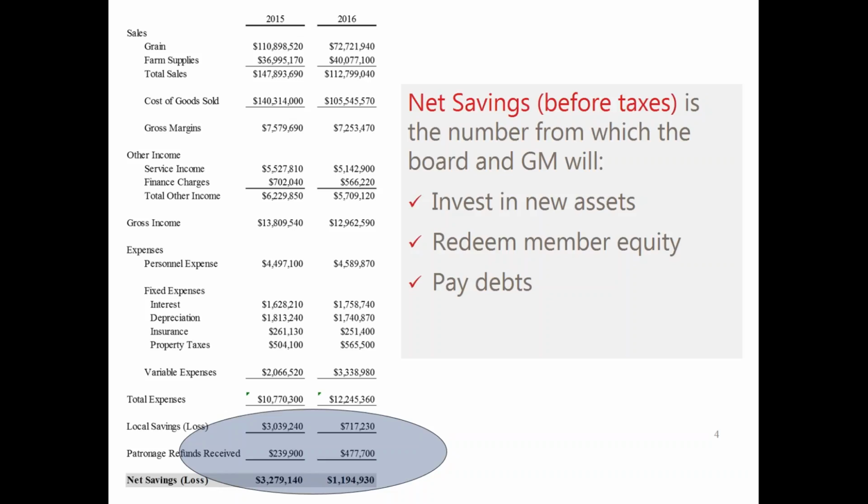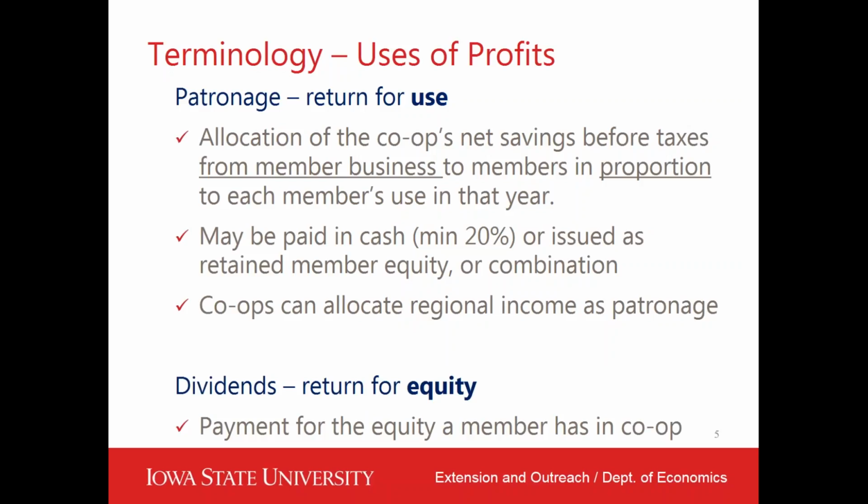We're going to allocate or redeem member equity. We'll talk about what that means. Or we can pay debts. And so those are the three things that co-ops are doing with their profitability. And for today's talk, I'm more interested in the equity redemption part, which is what we're going to focus on.